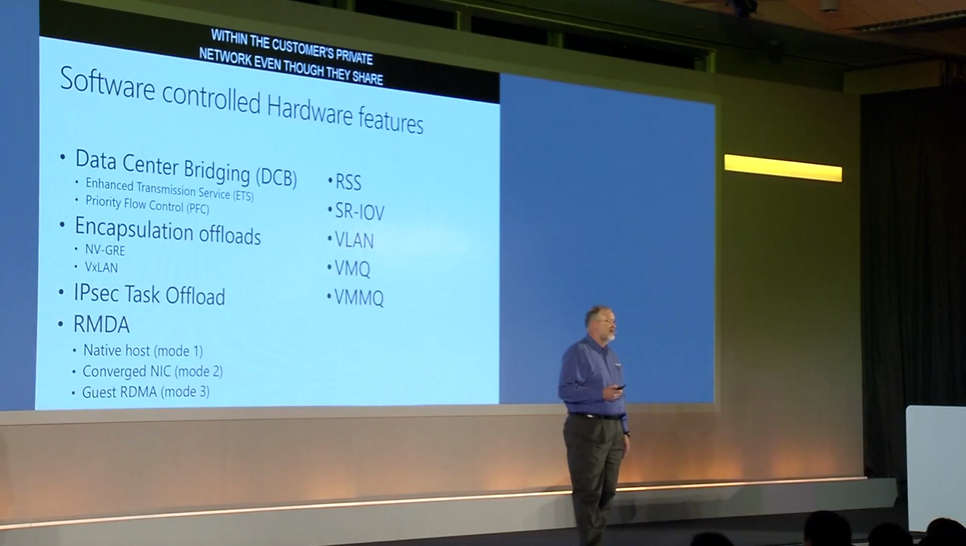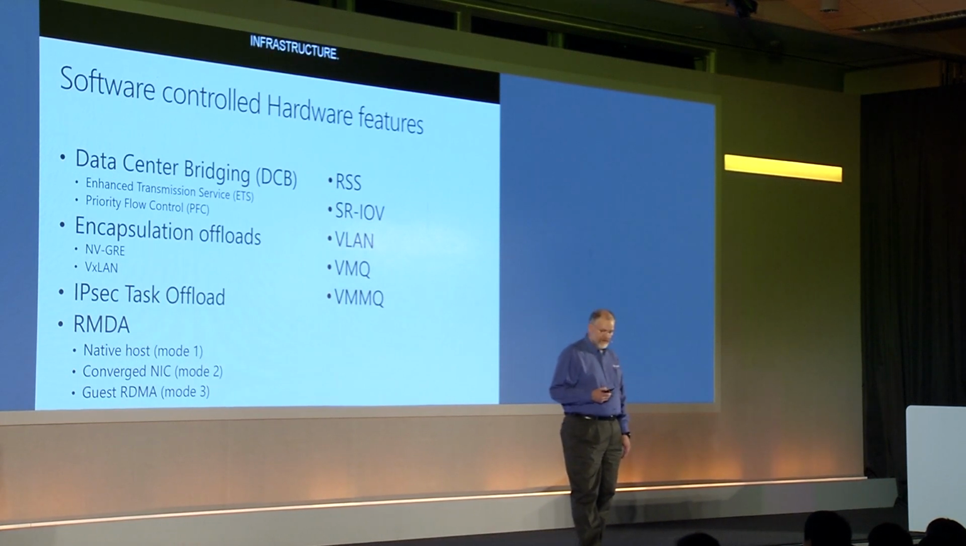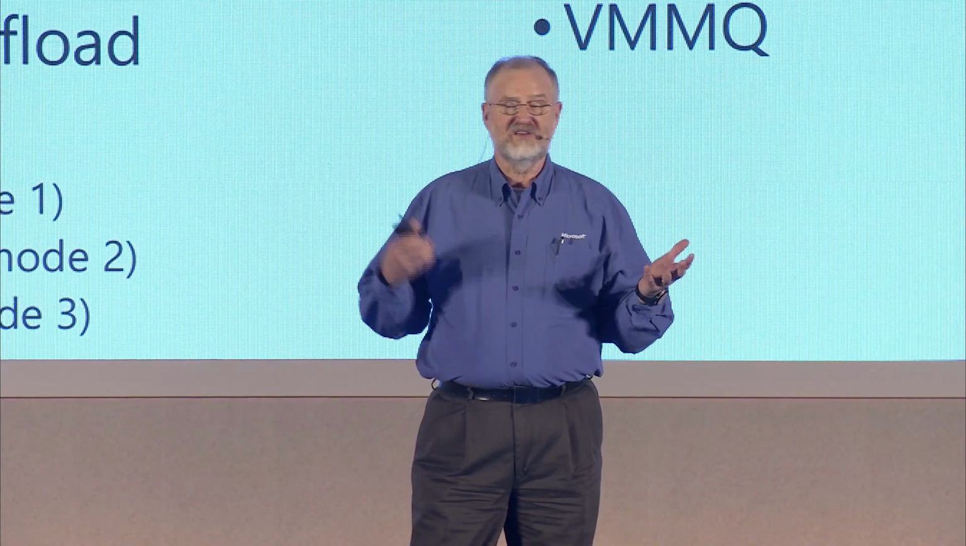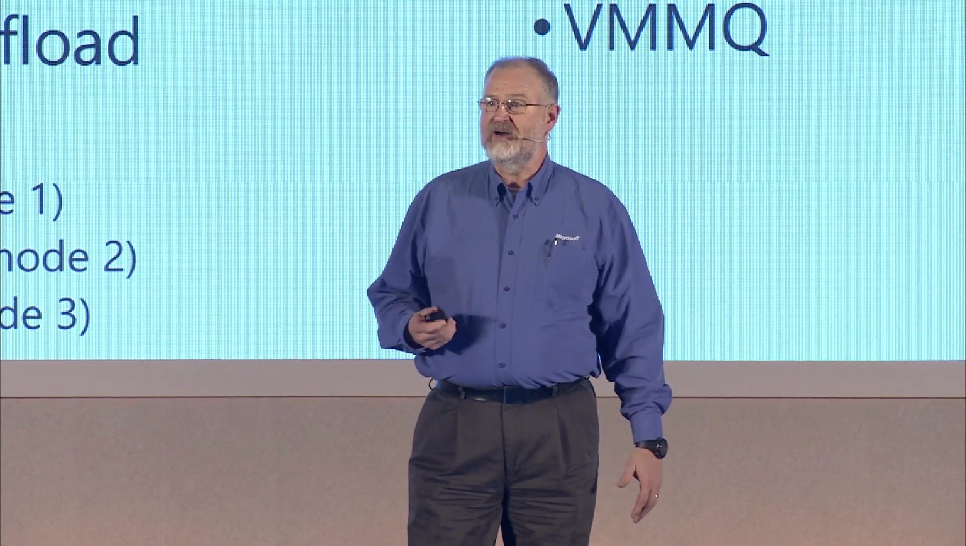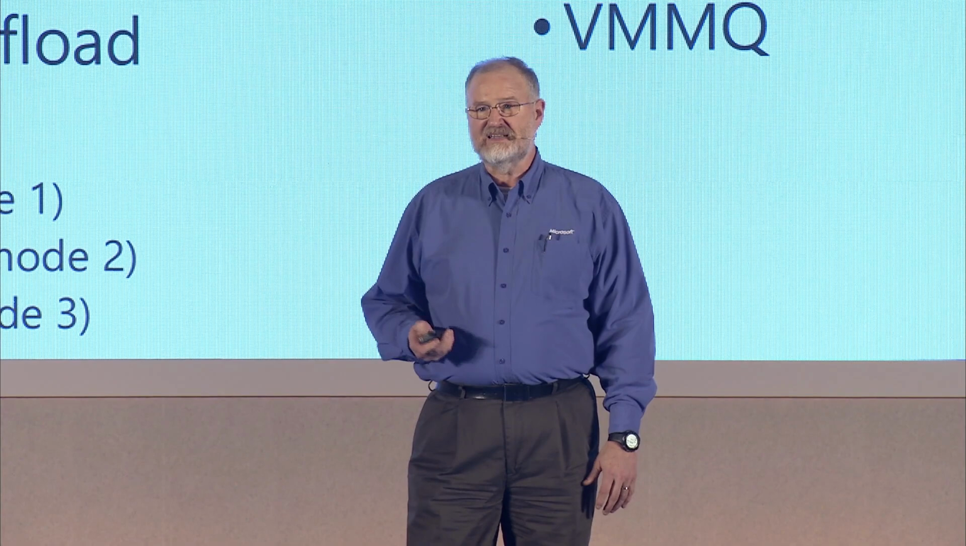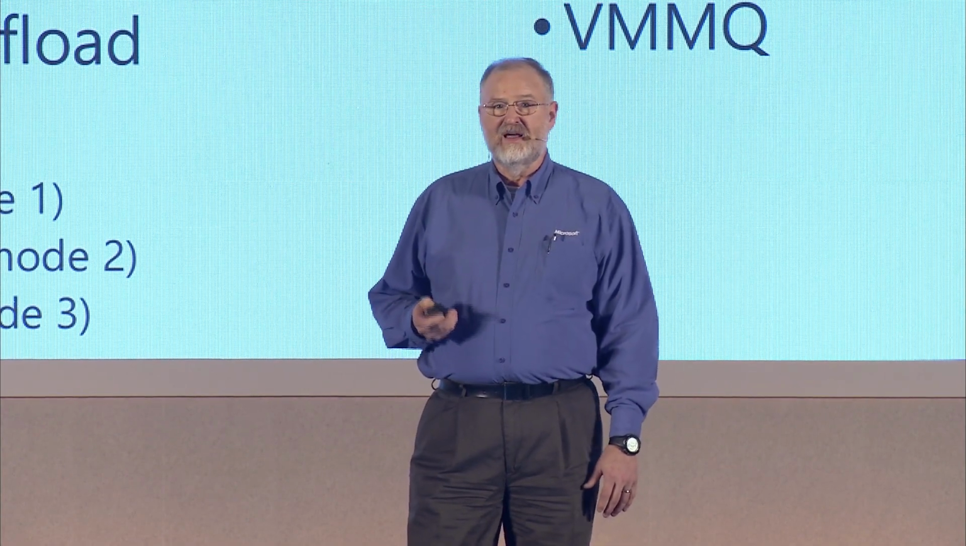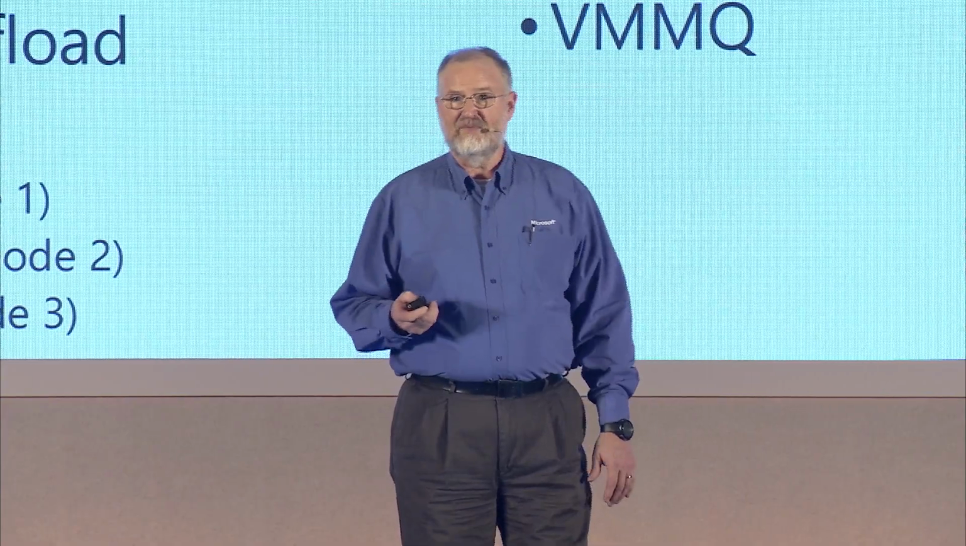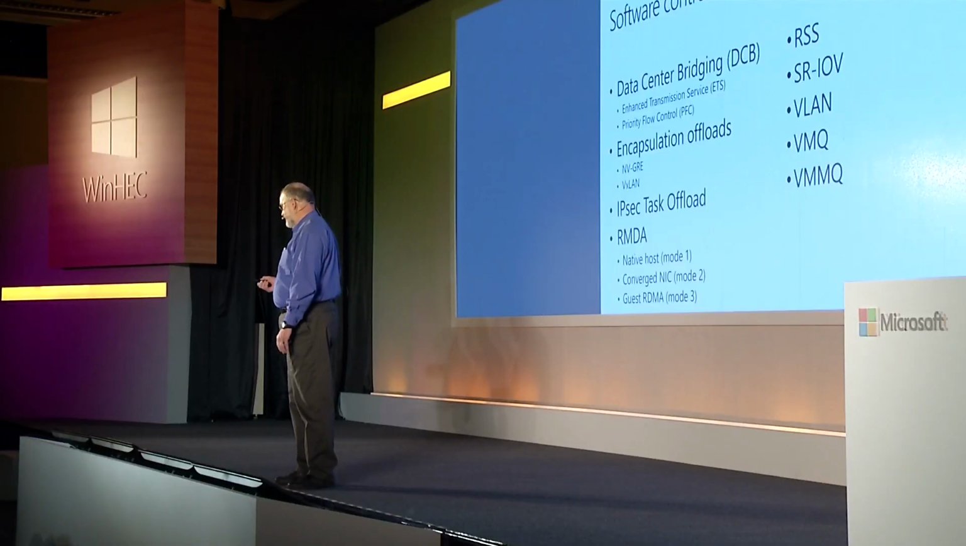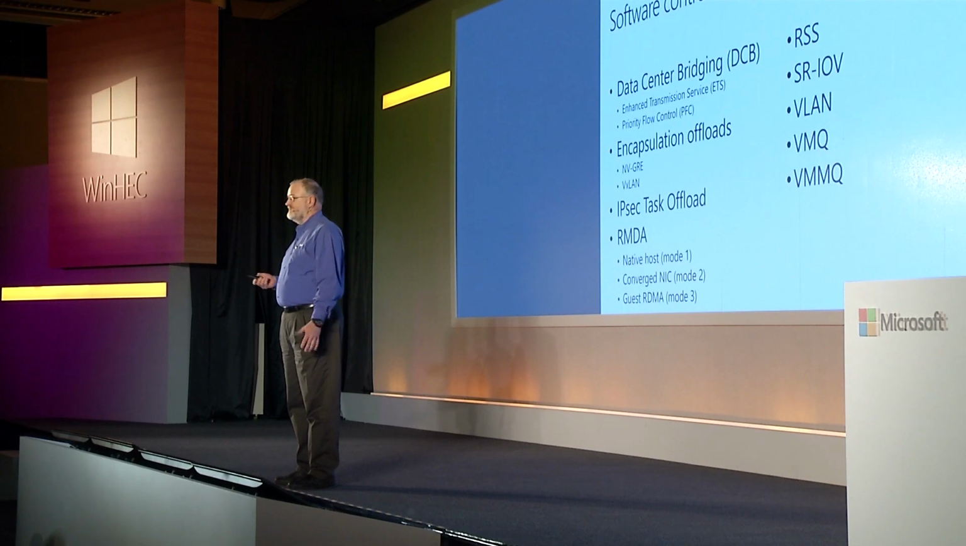IPsec task offloads allow us to have the security associations for an IPsec session put into the NIC. RDMA is something we're going to talk about and demonstrate later on. Remote DMA allows us to move packets from one host to another without going through the CPU of either one. RSS and SR-IOV are both technologies that allow us some accelerated processing, and we're going to get into these more in depth. VLANs, I'm sure you're all familiar with. Again, something we asked the NIC to help us with. VMQ and VMMQ we'll cover in depth later on in this talk, so we'll come back to those later.